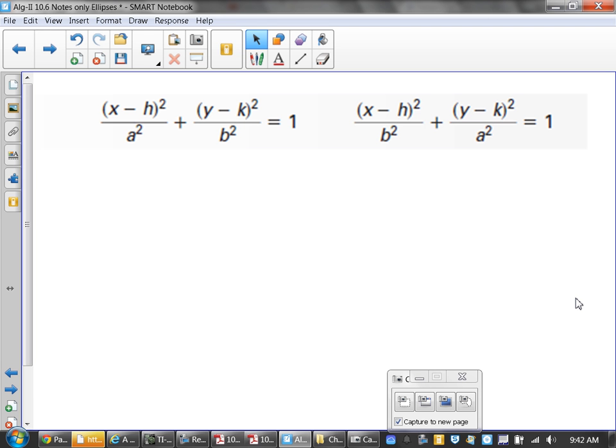That, again, is shifted left and right because the a squared is underneath the x. And if it's the other way around, x minus h quantity squared over b squared plus y minus k quantity squared over a squared equaling 1, then it's shifted up and down.